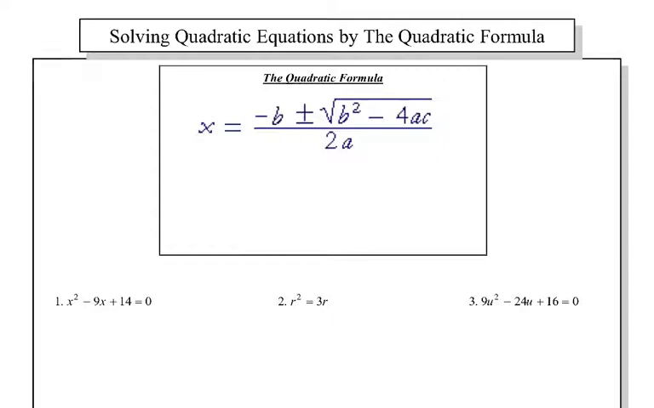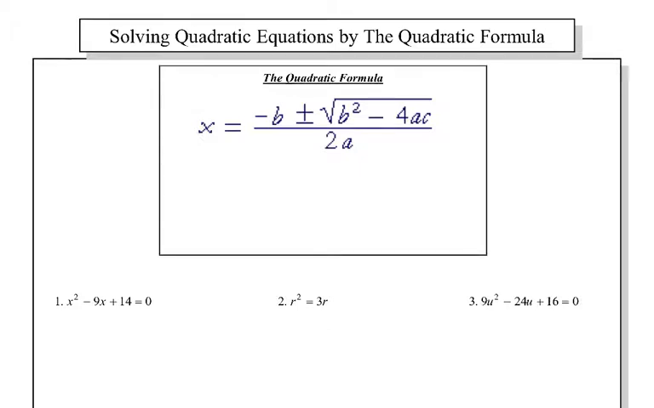So here we are, quadratic formula. Quadratic formula is great, right? It solves any quadratic equation. You've done it before. You remember the formula. It's all over our classroom. Opposite of b plus or minus square root b squared minus 4ac all over 2a.